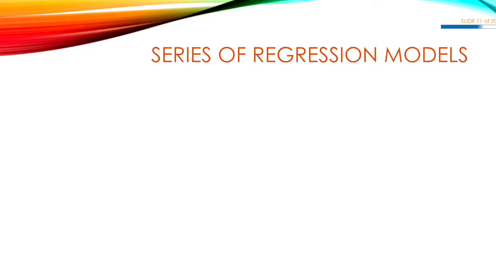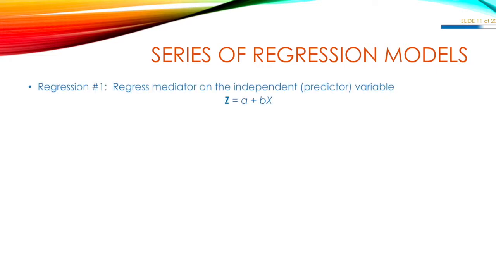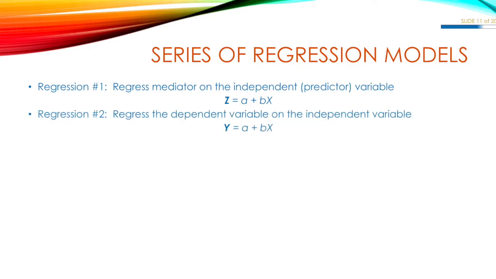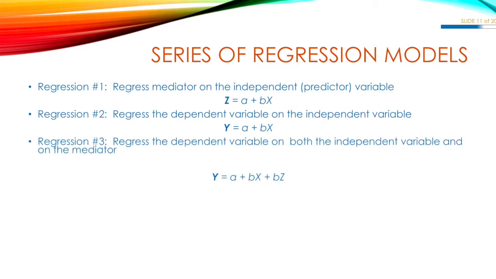Researchers often use analysis of variance to test for moderating effects, but not for mediating effects. Instead, mediating effects are usually tested through a series of regression models. The general sequence is to first run a regression model in which the mediator is regressed on the predictor, or independent variable. Then in the second step, there is a regression of the dependent variable on the independent variable. And the final step is to regress the dependent variable on both the independent variable and the mediator.